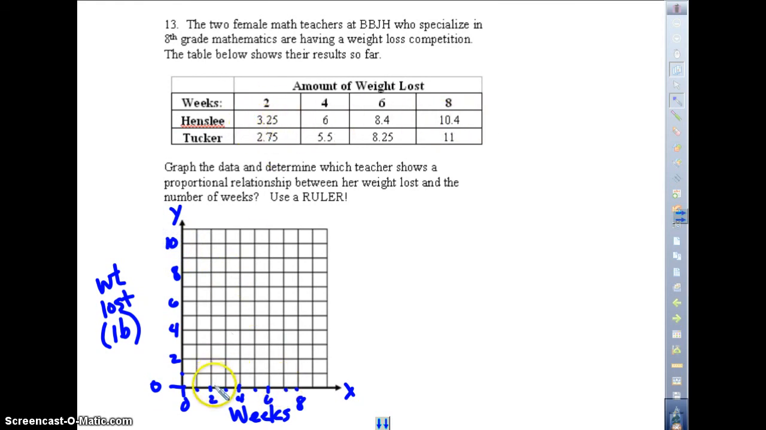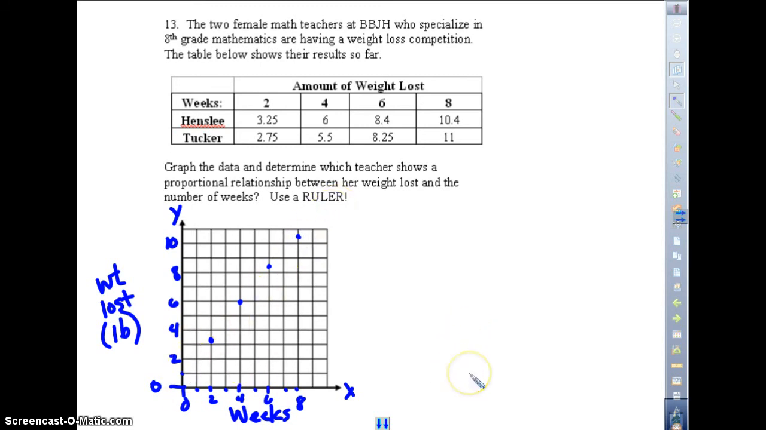At 2 weeks, she lost 3. Here's 3 and a 4th. That's about right there. At week 4, she lost 6 pounds. At week 6, she lost 8.4. That's about 8.5. That'd be right about there. And at week 8, she lost 10.4. That's almost 10.5. That'd be somewhere in there. Now use a ruler to connect the dots with a line.